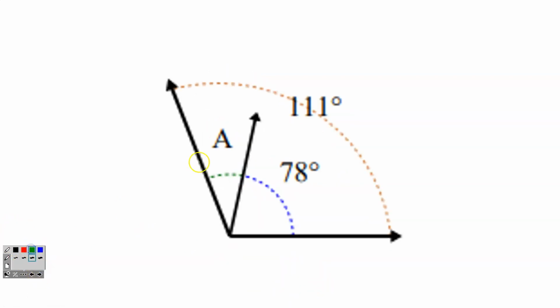How about this one? Well, they're next to each other, so I'm going to add them together. A plus 78 equals 111. Draw my fence. I'm going to subtract 78. And I'm going to end up with A equals 33. So the measure of that angle is 33 degrees.